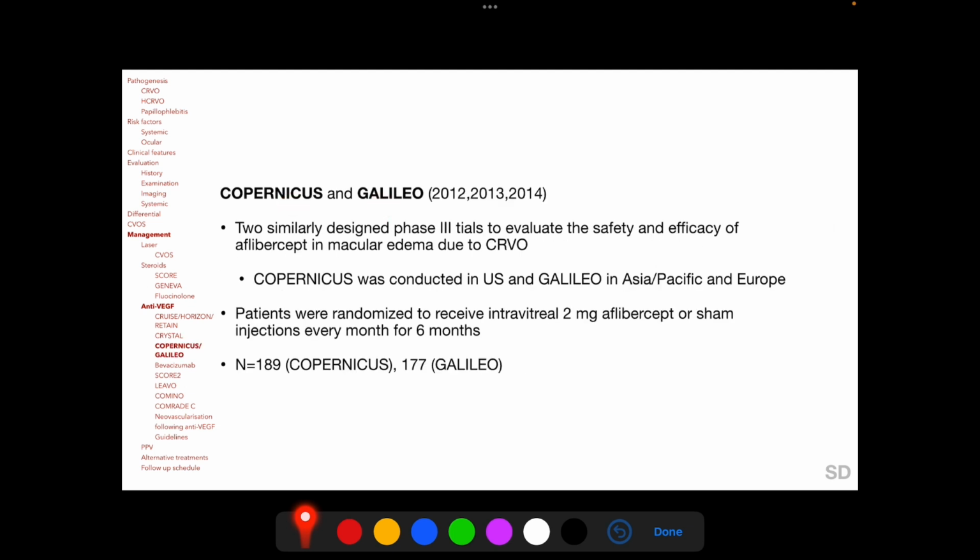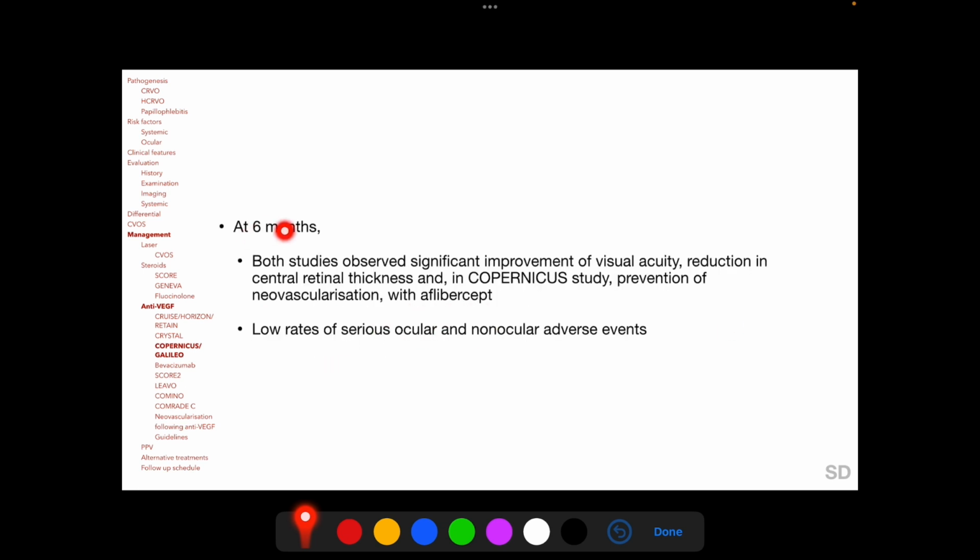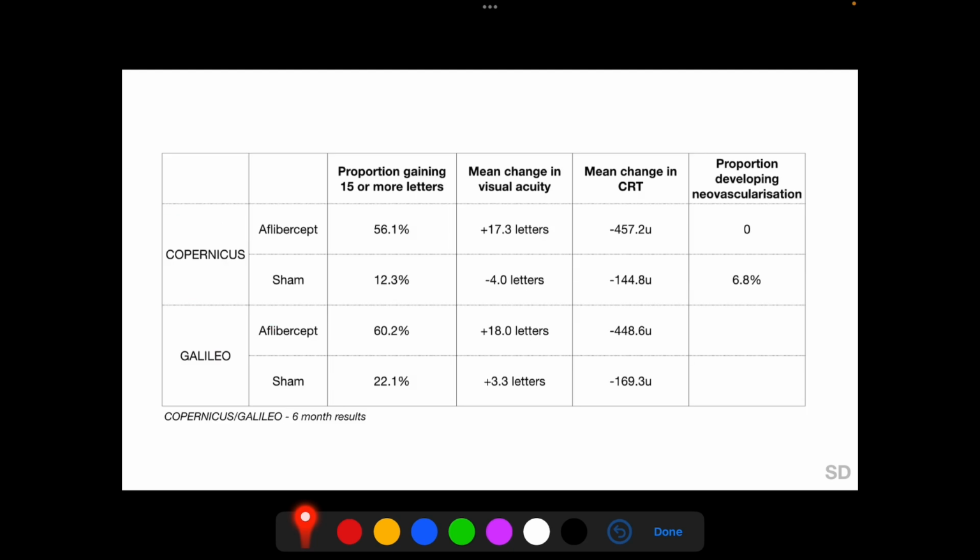Copernicus and Galileo were two similarly designed phase 3 trials to evaluate the safety and efficacy of aflibercept in macular edema due to CRVO. Patients were randomized to receive either intravitreal 2 mg aflibercept or sham injections every month for 6 months. At 6 months, both Galileo and Copernicus observed significant improvement of visual acuity, reduction in central retinal thickness, and in the Copernicus study, prevention of neovascularization with aflibercept. This table shows the 6-month data of Copernicus and Galileo trials.